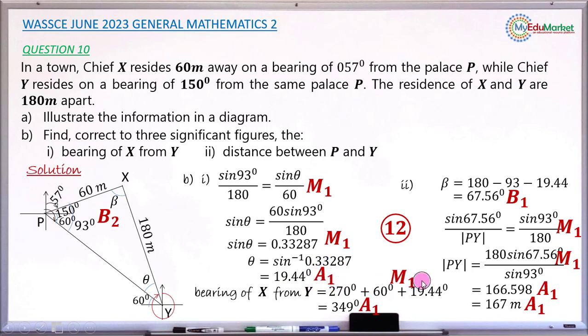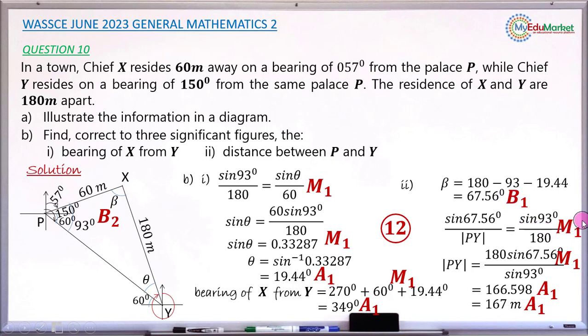The next mark is another method 1 mark for adding these angles in an attempt to find the bearing of X from Y. For adding these three angles, you have this method 1 mark. And when you add it correctly and have the answer 349 rounded to 3 significant figures, you have this accuracy 1 mark. The next mark is bonus 1 mark for getting this angle 67.56 degrees, in an attempt to find the distance here, that is this third angle. You have this bonus 1 mark.